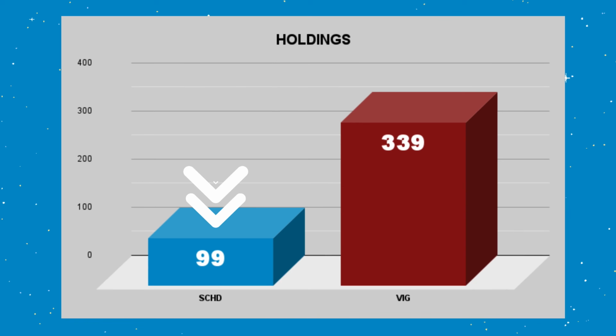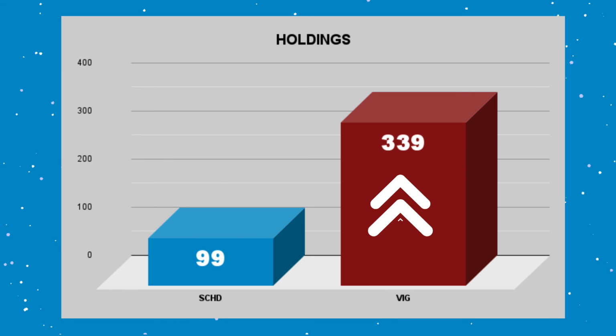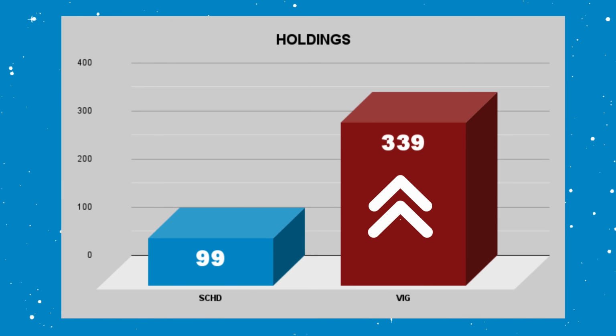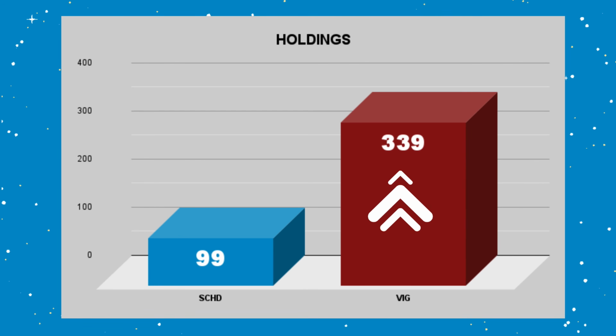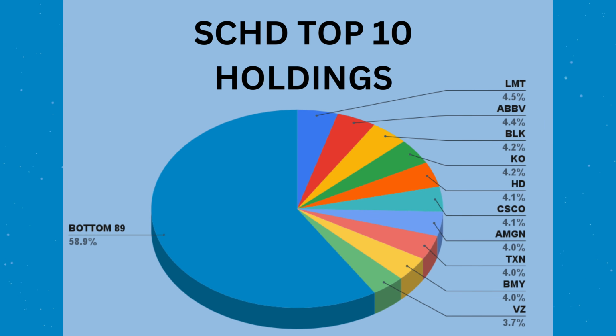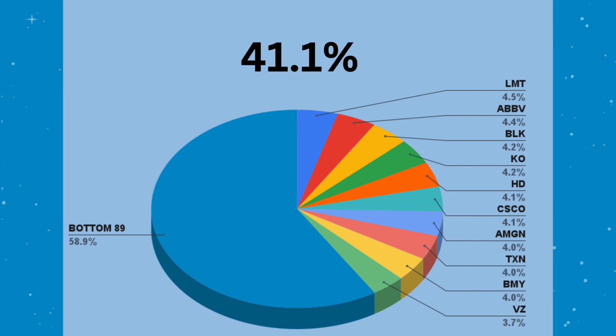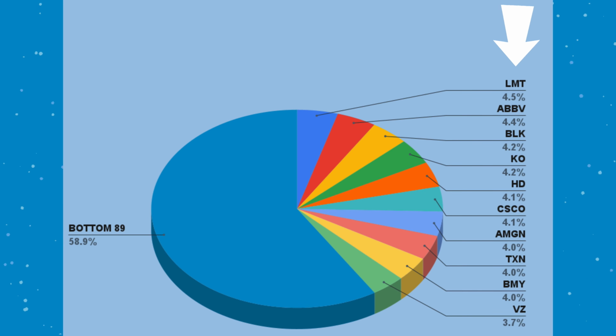SCHD holds 99 stocks, focusing on high-quality dividend-paying companies. VIG holds 339 stocks, offering broader diversification across companies with consistent dividend growth. SCHD's top 10 holdings make up over 40% of the ETF's total assets, reflecting its concentrated approach. Leading the pack are Lockheed Martin at 4.5%, AbbVie at 4.4%, and BlackRock at 4.2%.